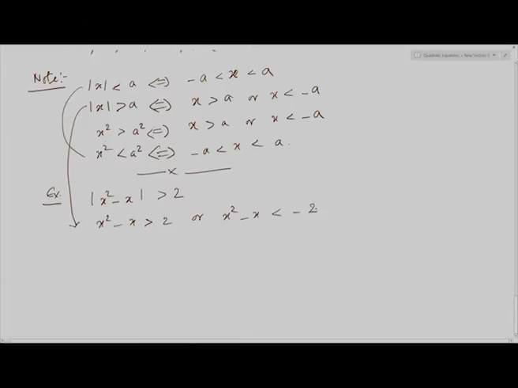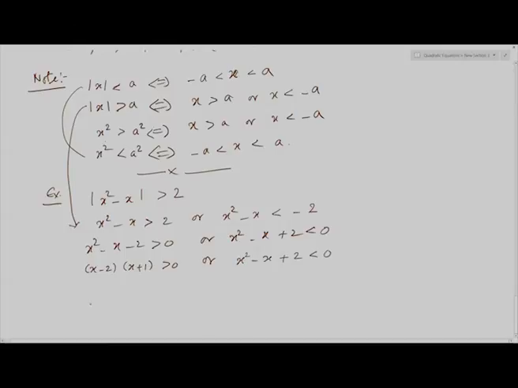Now it is very simple. As before, I bring it to one side. So, x square minus x minus 2 greater than 0 or x square minus x plus 2 less than 0. Fine. So now I can factorize this. This inequality is if and only if I can factorize this: x minus 2 times x plus 1 greater than 0 or x square minus x plus 2 less than 0.